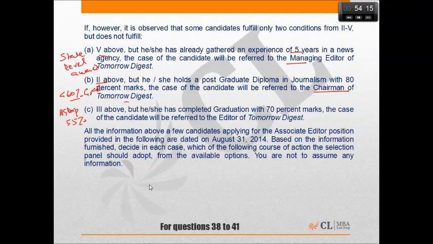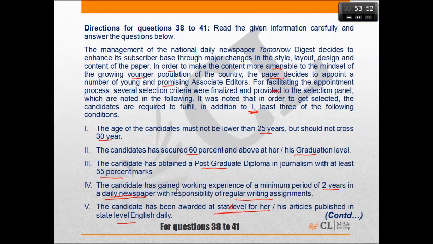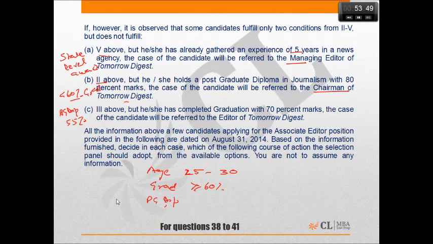So let me quickly write down the criteria that are available. One is age, 25 to 30. It is not less than 30, it is less than or equal to 30; they should not have crossed 30. Graduation greater than or equal to 60%. PG diploma, and the PG diploma has to be in journalism; no other will work. It has to be greater than or equal to 55%. Fourth was 2 years of writing experience.